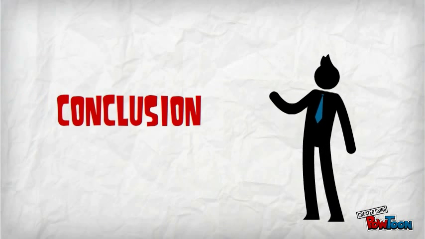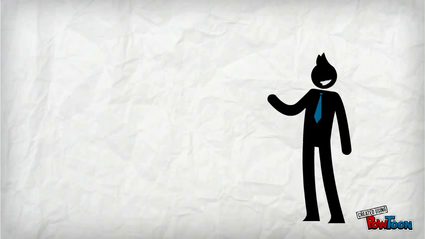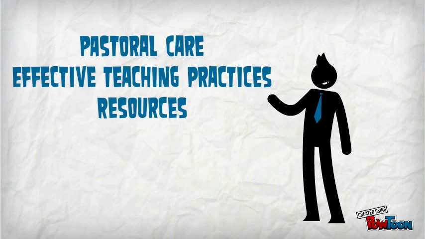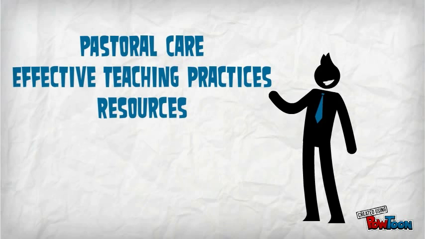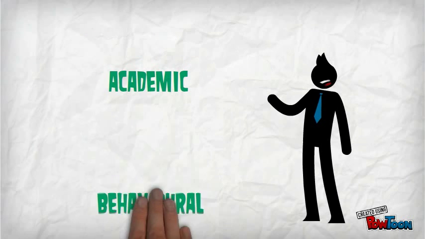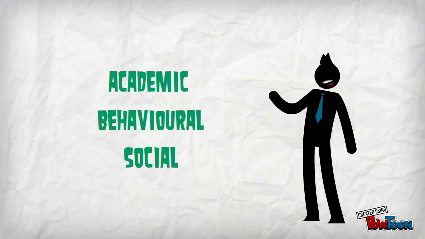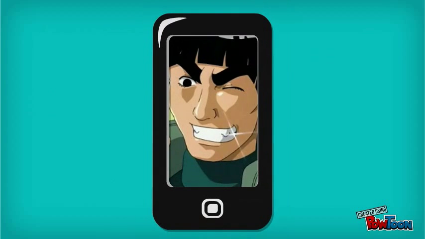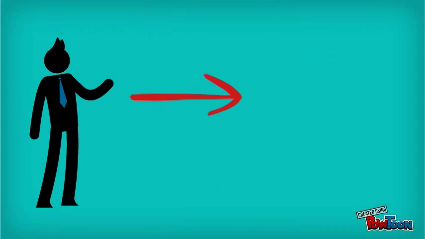As you can see, teacher of tomorrow, these three aspects of effective pedagogy are inextricably linked. Each one informs the other and overlaps to provide the best possible academic, behavioral, and social outcomes for your students and you. Be brave, be creative, and don't forget to smile. Now go forth and teach.